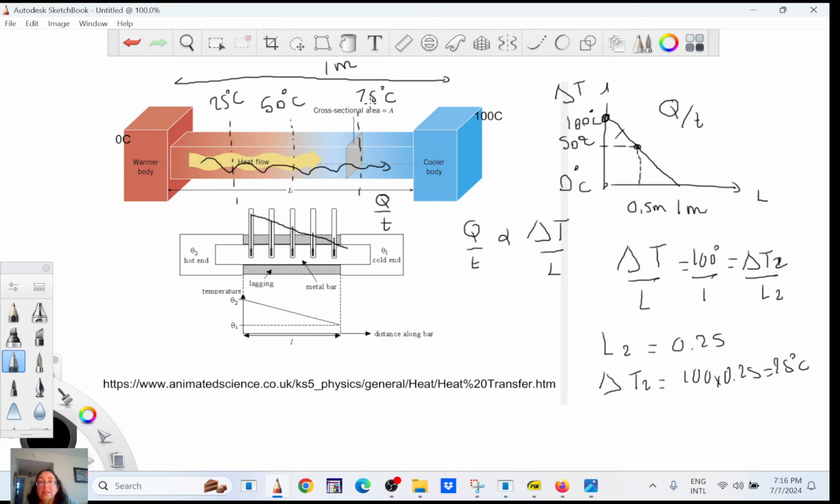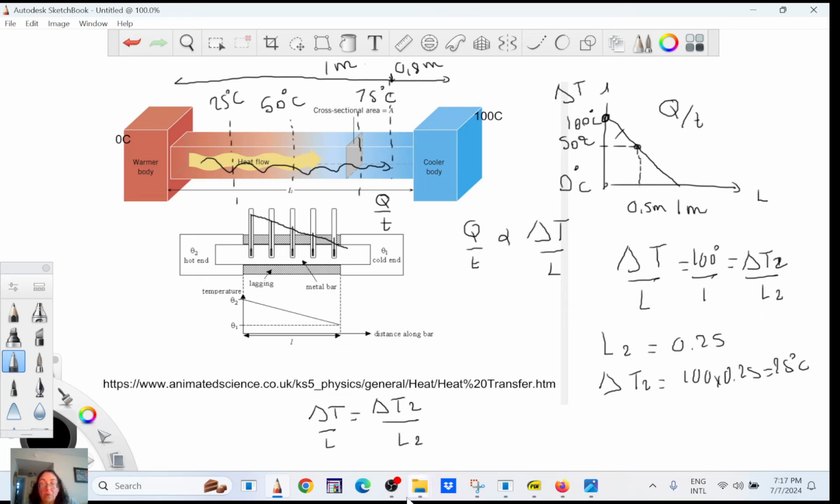So, for example, if you are very close to the end at 0.8 meters, and you want to find out the temperature at that point, you're going to say delta T between here and there over L will be delta T2 over L2. And you will find in that case 80 degrees Celsius.